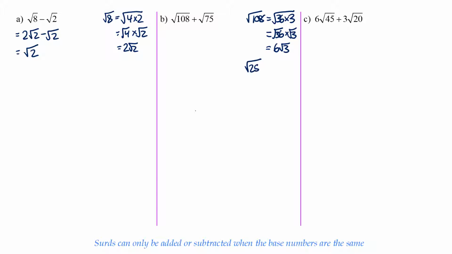Square root of 75, went for the answer straight off. Square root of 75 is equal to square root of 25 times 3. So square root of 25 times the square root of 3, which is 5 root 3. So I come back here and I replace. So 6 root 3 plus 5 root 3. 6 plus 5 is 11 root 3.